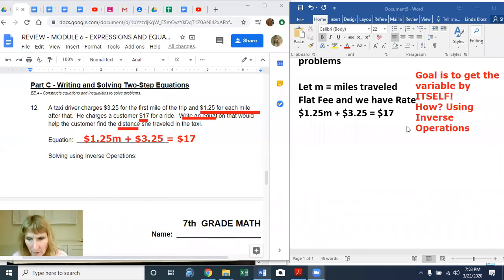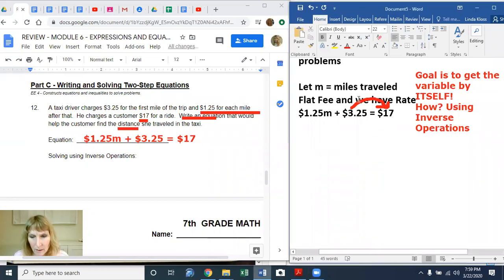So we've got our little equation here. And now we're going to use inverse operations to get the variable m by itself. So we have a number of things we have to do here. You can see we want to get this $1.25 by itself, but we have this $3.25 on the wrong side of the equals. So we need to get this $3.25 over to that side using inverse operations.